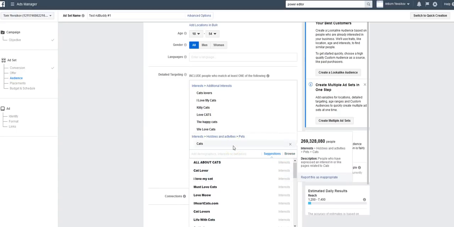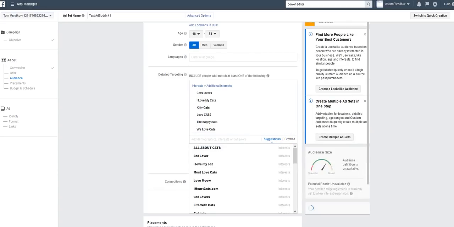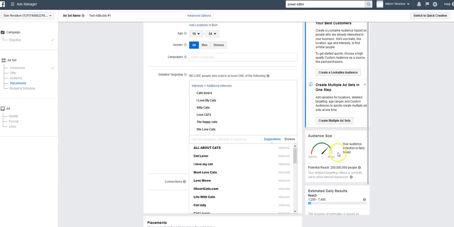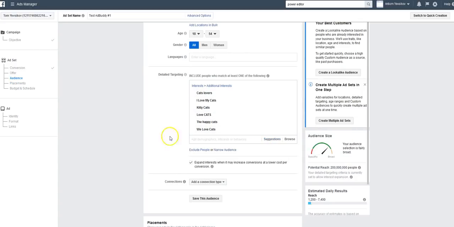So what I will teach you how to do, and it's very simple, but it just takes more time because you go deeper into finding lower hanging fruits, is going for a smaller market, which is also very, very, very targeted and buying. So I also cancel the expand interest option, when it may increase conversions at a low cost per conversion. Do that. I mean, I just started.